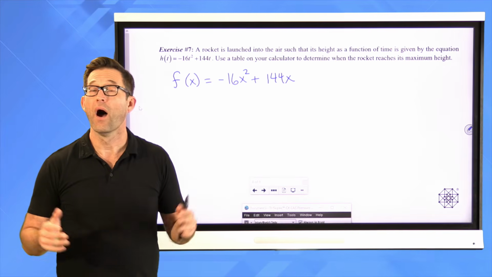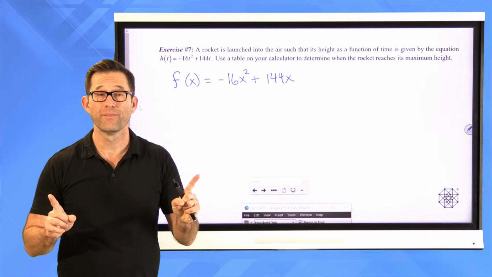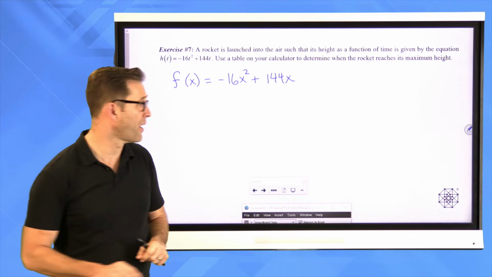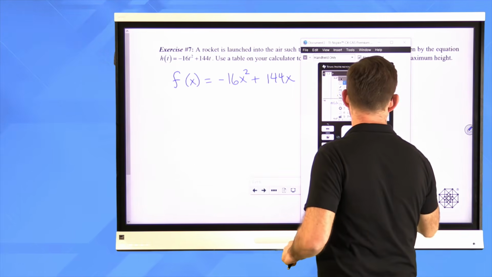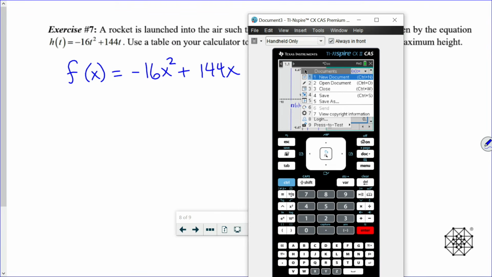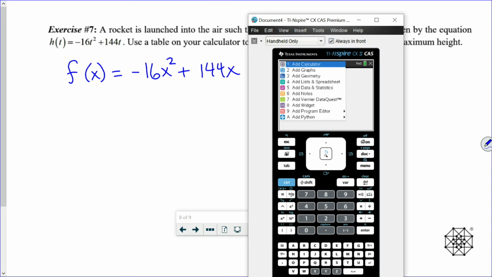All right, I want to figure out the time when the rocket reaches its maximum height. So let me bring out my TI Inspire. Doc, file, new document, add a graph. Great, here we go. Negative 16x to the second plus 144x. Now there's something that's tricky about this. Menu, table. Enter.